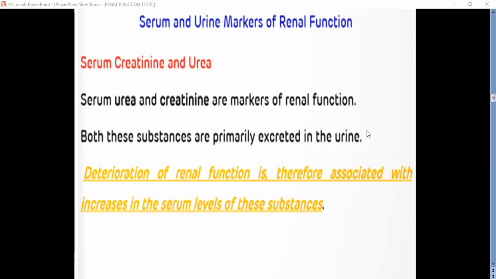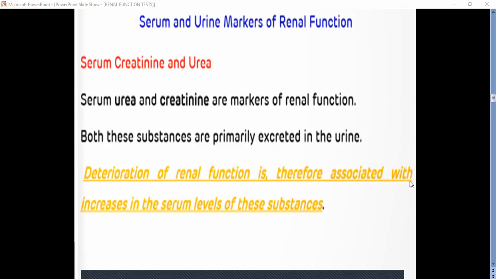Creatinine is a highly oxidizing agent, so it can oxidize most compounds, and it is a waste compound that is completely filtered out by the kidney, compared to urea. Urea, on the other hand, is somewhat reabsorbed. So to analyze the specific function of the kidney, creatinine is the marker.